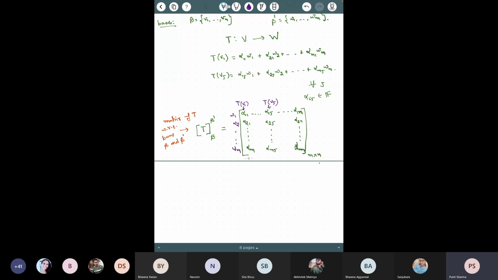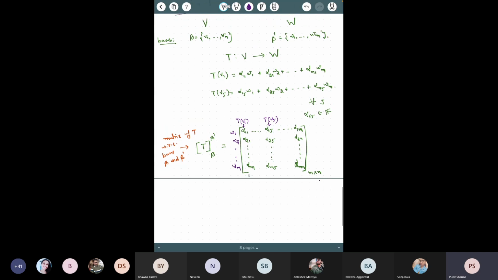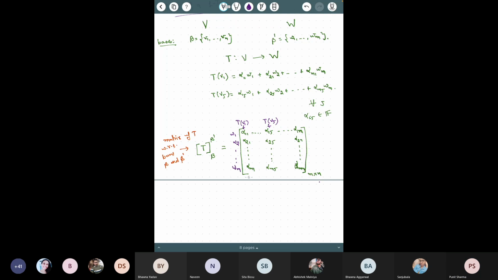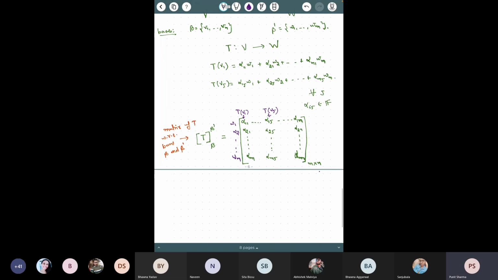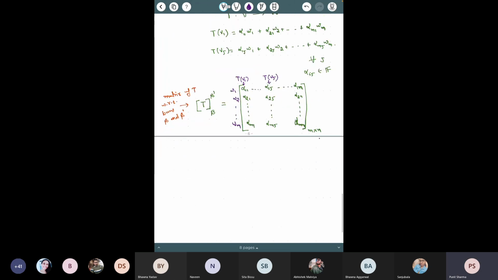Now, if you change the basis here, if instead of B, B dash, you change any of these bases, the matrix will also change. Right? This is very clear by this definition, how this matrix depends on the basis.